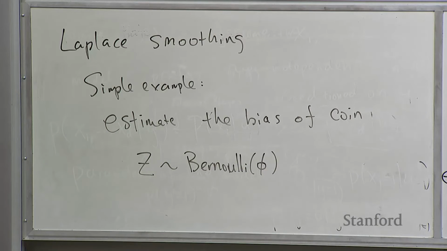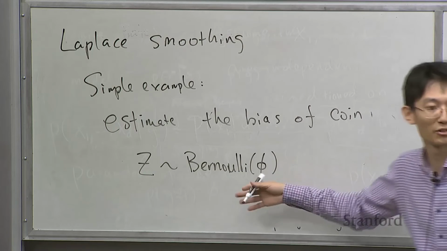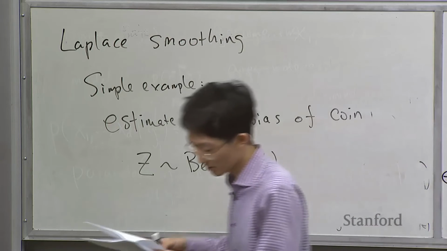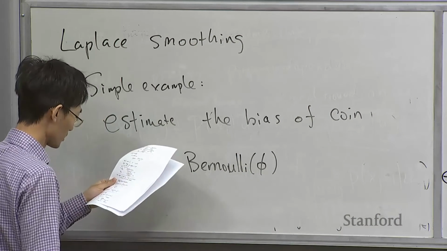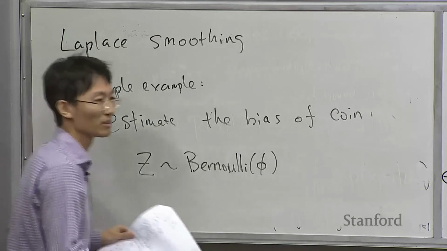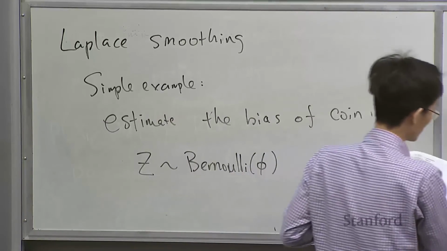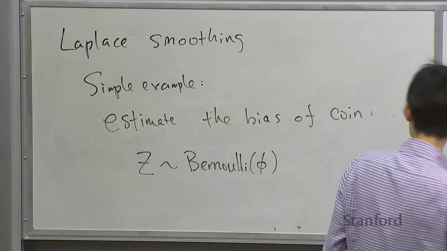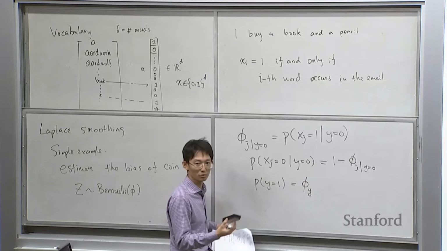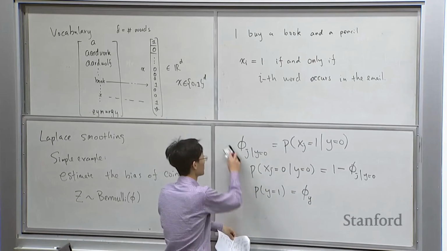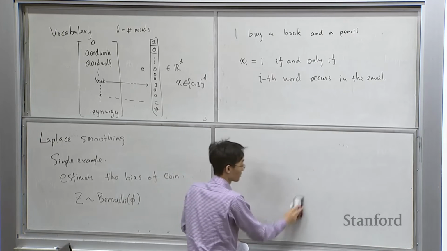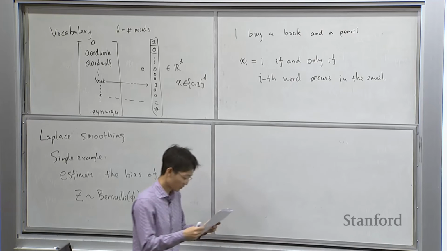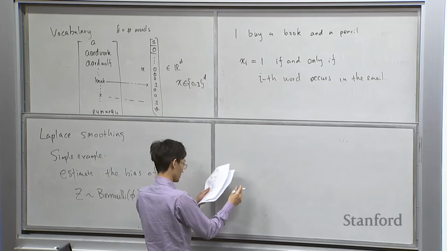And you want to know it by looking at some data. So you draw a few copies from this distribution, and you want to estimate phi by using the data. You want to solve this problem. This is still a probabilistic model. You can still do the same thing, where you write out the probability, you write out the MLE, and you maximize the MLE. So let's try to do this.